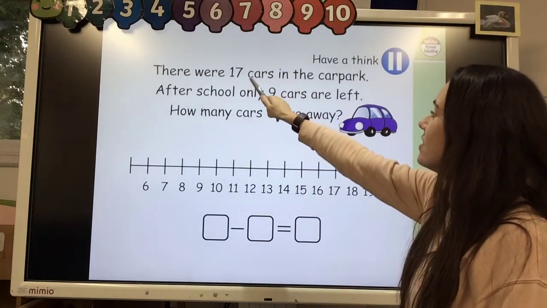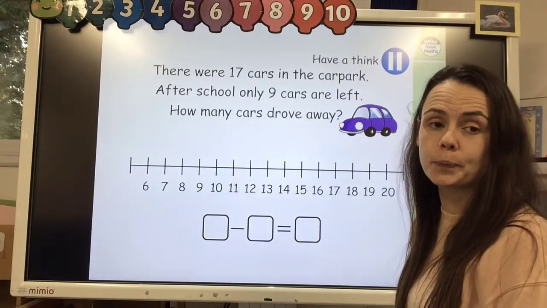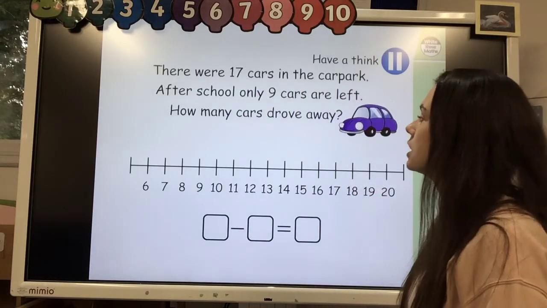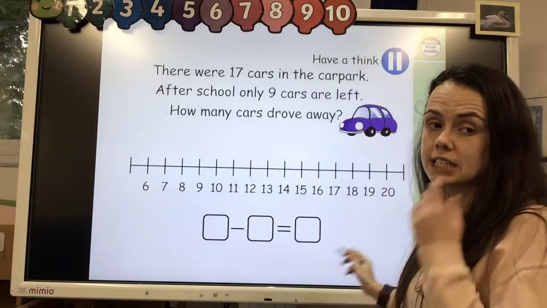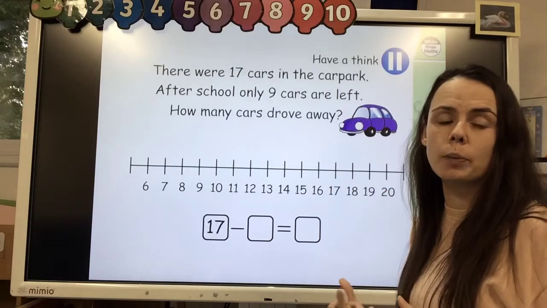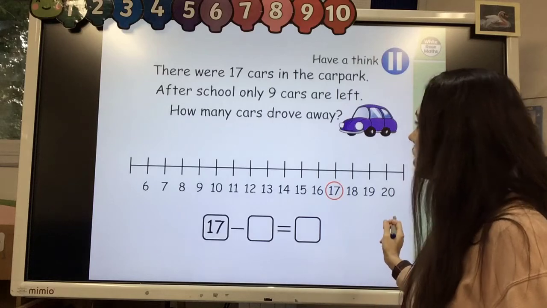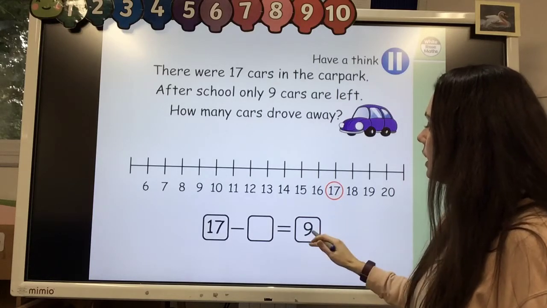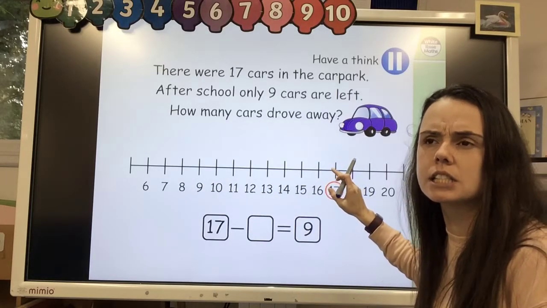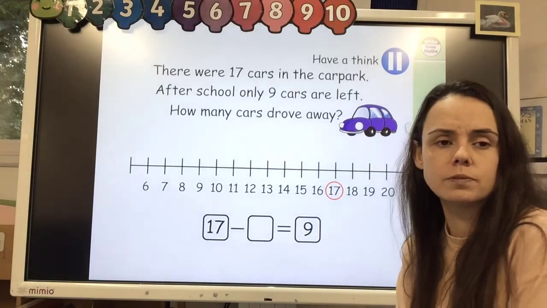Now, this is big numbers. There were 17 cars in a car park. 17. Can you find 17 on your number line? After school, only 9 cars are left. How many cars drove away? So we did have how many in total? We did have 17, so we put 17 at the front. How many cars were left? 9. So, what we've got here is we need to find out the middle number. So we had 17, some drove away, but we don't know how many, and now we've only got 9 left. How can we work this out?